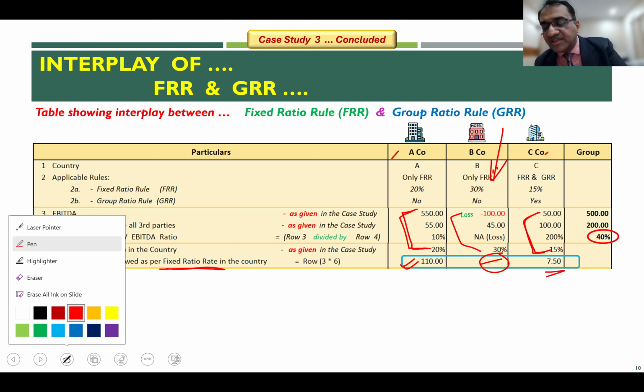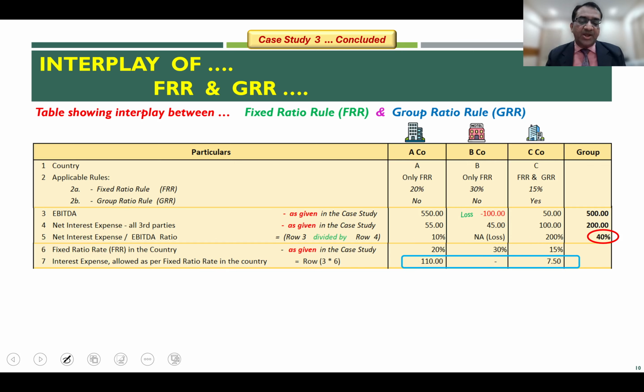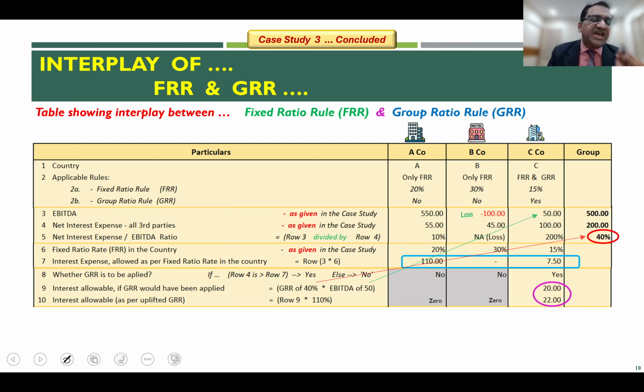So this is as per FRR. Now look at whether GRR is applicable, and if yes, how much additional interest expense you can have. In this case, we have seen that ACO and BCO do not have GRR. So there is no GRR in this case.